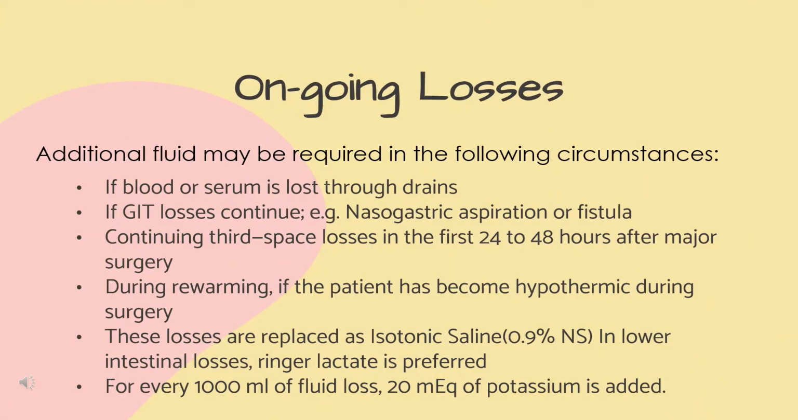Additional fluid may be required in the following circumstances: if blood or serum is lost through drains, if GIT losses continue, with continuing third space losses in the first 24 to 48 hours after major surgery, and during rewarming if the patient has become hypothermic during surgery. These losses are replaced as isotonic saline, and in lower intestinal losses, Ringer lactate is preferred. For every 1,000 ml of fluid loss, 20 milliequivalents of potassium is added.